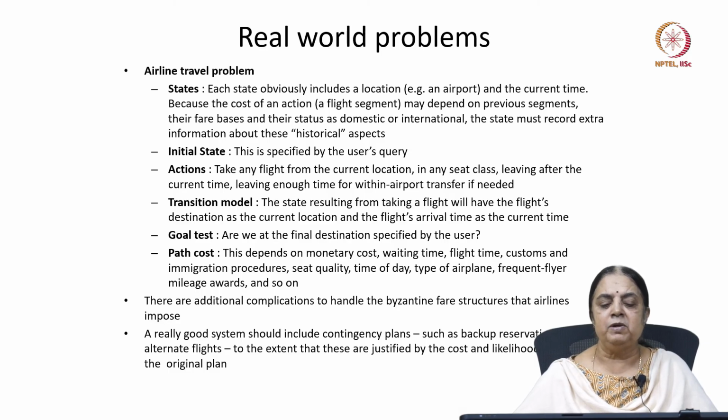And the transition model will be to find the next destination from which you may have to book another flight. The goal test is: are we at the final destination? And path cost is very complicated here, not like in the case of the things we saw earlier. Of course, monetary cost, waiting time, flight time, customs immigration procedures, seat quality, time of day, type of airlines, frequent flyer mileage awards, etc. So all these things will be taken into account for the path cost, and then you try to find something with the minimum path cost.